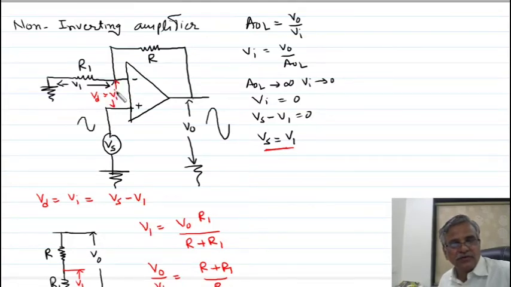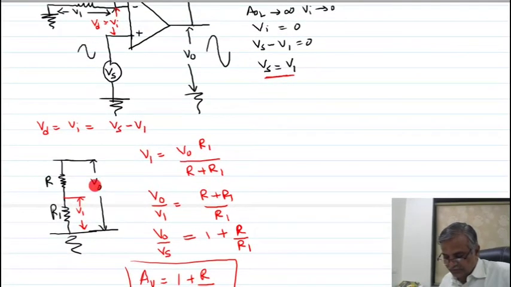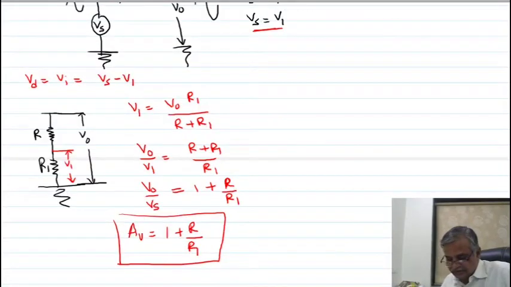Remember, virtual ground does not exist in a non-inverting amplifier. To find the voltage gain, I have marked the output section like this. So V1 is nothing but VO into R1 upon R plus R1. So VO upon Vs is this equation: VO by Vs equals 1 plus R by R1. I think you understand these derivations.